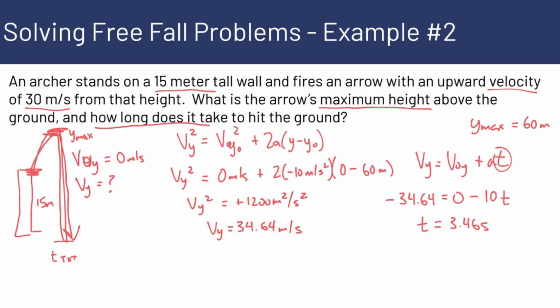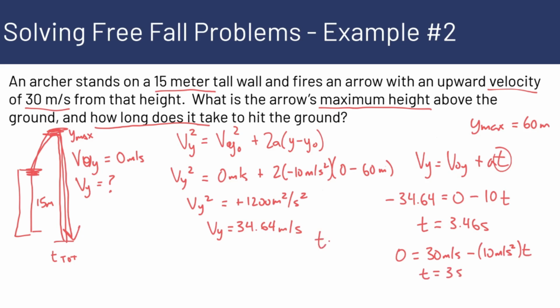So now we just need to figure out how long it takes to go from our starting point to the maximum height. So we can use this same equation again. Our initial velocity is 30 meters per second, and our final velocity to reach the max height is 0. So we have 0 equals 30 meters per second minus 10 meters per second squared times t, which gives us a time of 3 seconds.